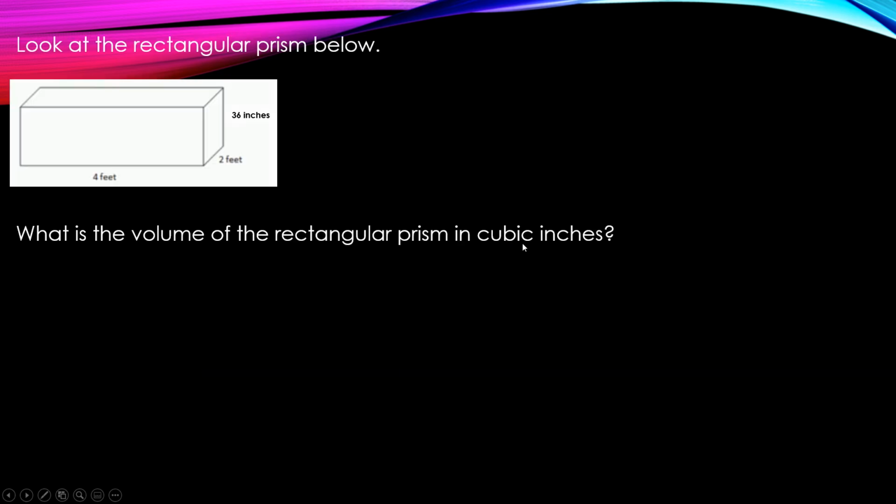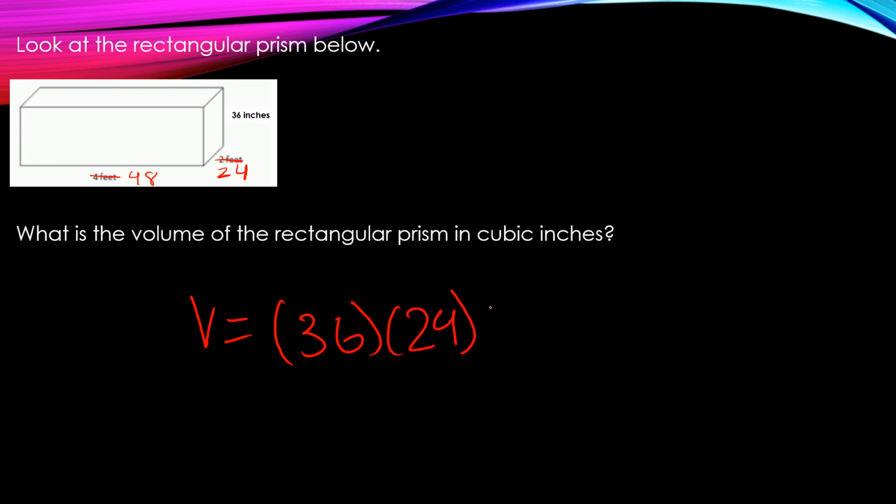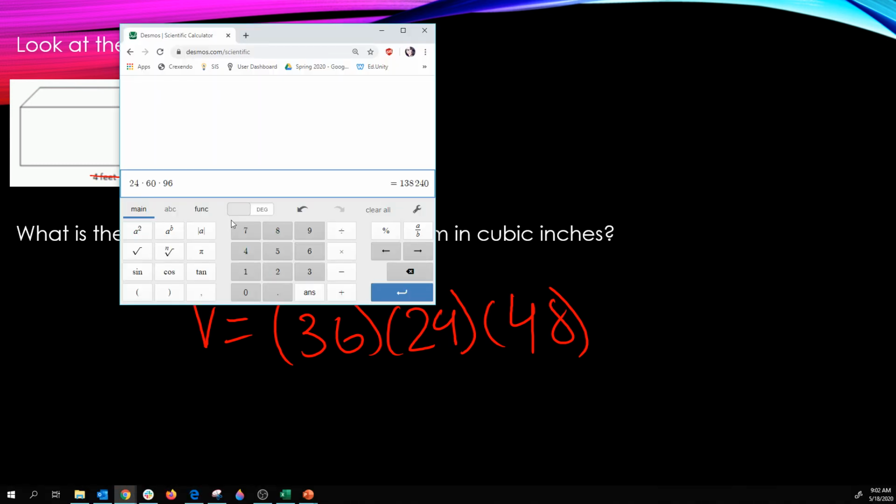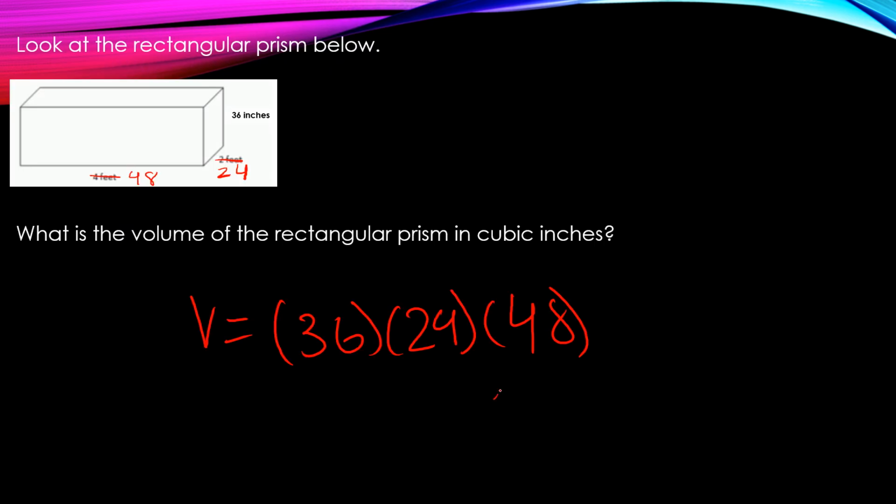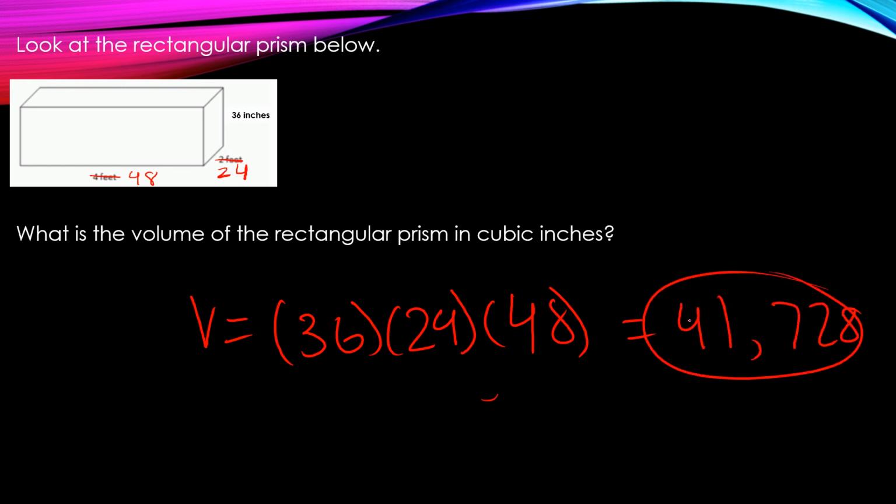Alright, so we want to know what is the volume of this rectangular prism in cubic inches. Again, we have 1 in inches, but these two are in feet, so we need to multiply them by 12. And then the volume formula is just plugging them all together and multiplying them. So 36 times 24 times 48. When I do that, I get 41,000, I think it was 728. Not 100% sure. This question on your exam is multiple choice.